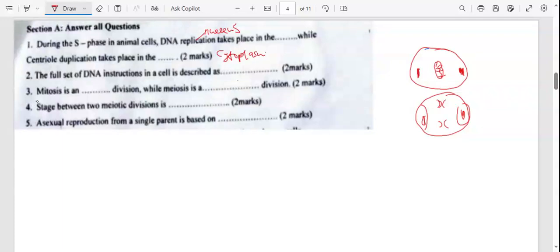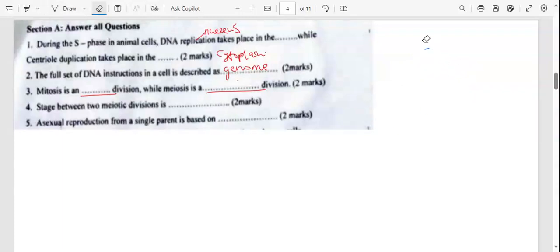All right. Then the other question says: the full set of DNA instructions is called what? It's called the DNA book, or sometimes you can call it the genome. So it's a DNA book or genome. You can call it by using any of those. All right. Then: meiosis is a dash division, while mitosis is a dash division. So what are they asking here? They're asking us to fill in the blanks. Let me just write the answers.